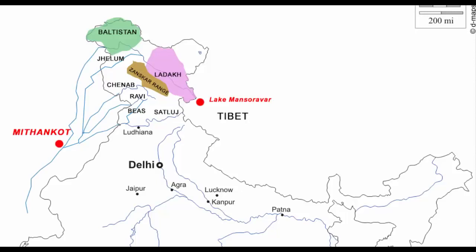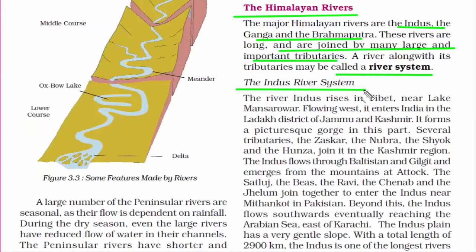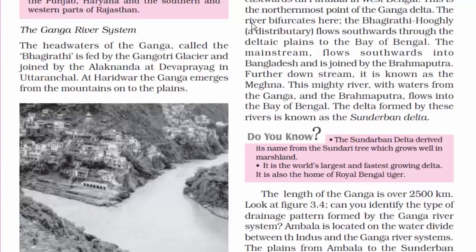Most part of Indus River is in Pakistan. We just have a little more than 1/3 of its water. Beyond this, the Indus flows southwards, eventually reaching the Arabian Sea from east of Karachi. So this was all about the Indus river system. Now let us read about the Ganga river system.